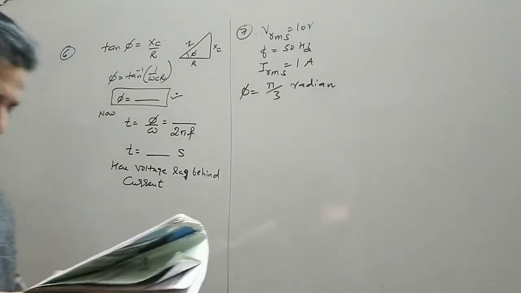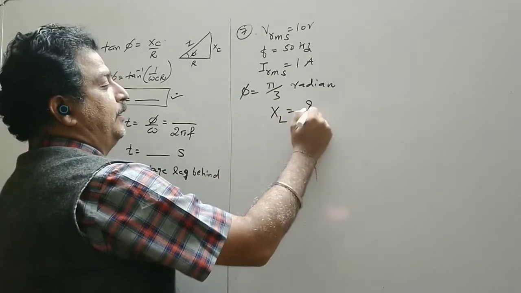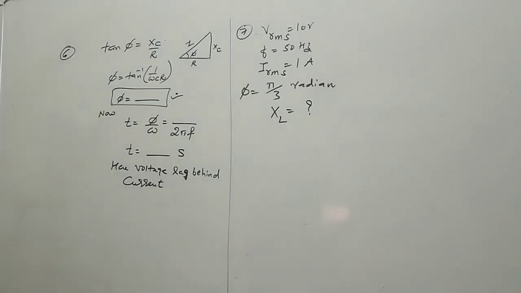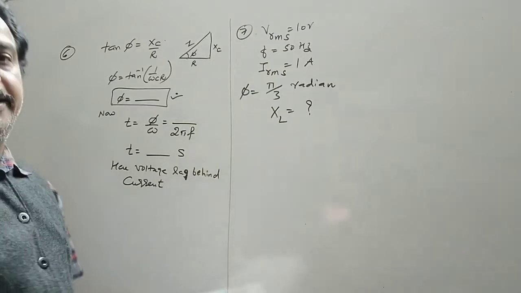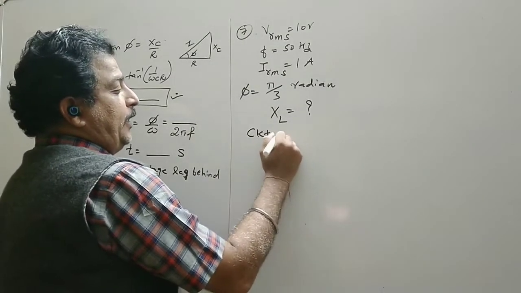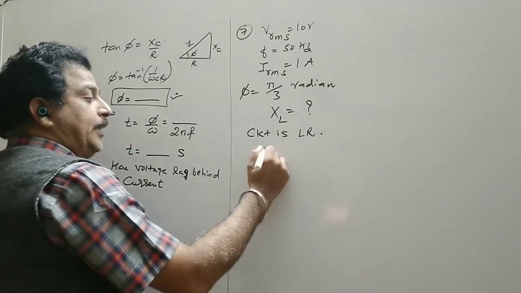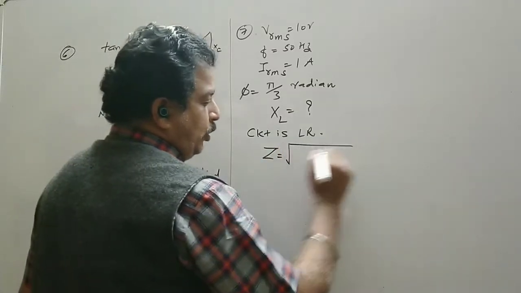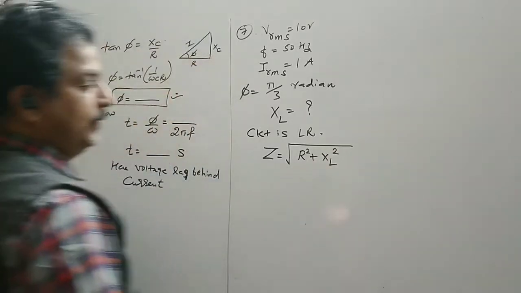Calculate the value of the inductive reactance. So we have to find out XL here. Now we know for XL, we need omega L. Though in the circuit the L is not given, because the circuit is an LR circuit, I can write impedance is equal to under root R square plus XL square.